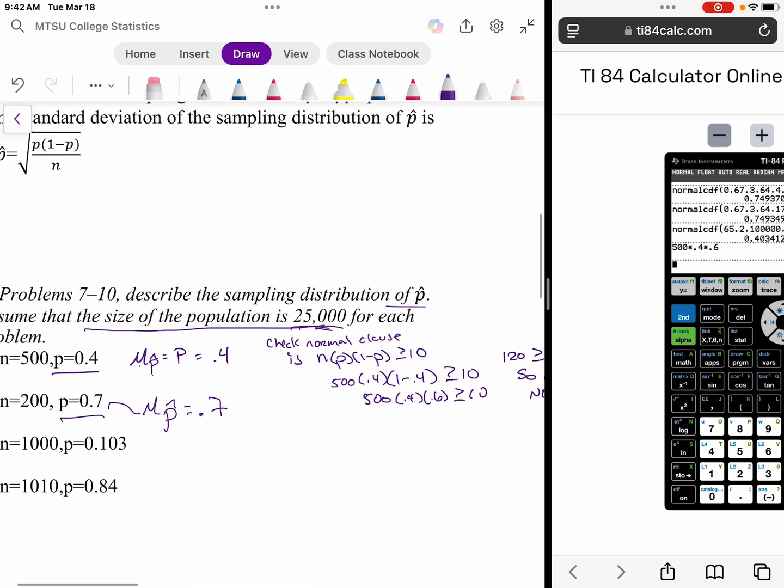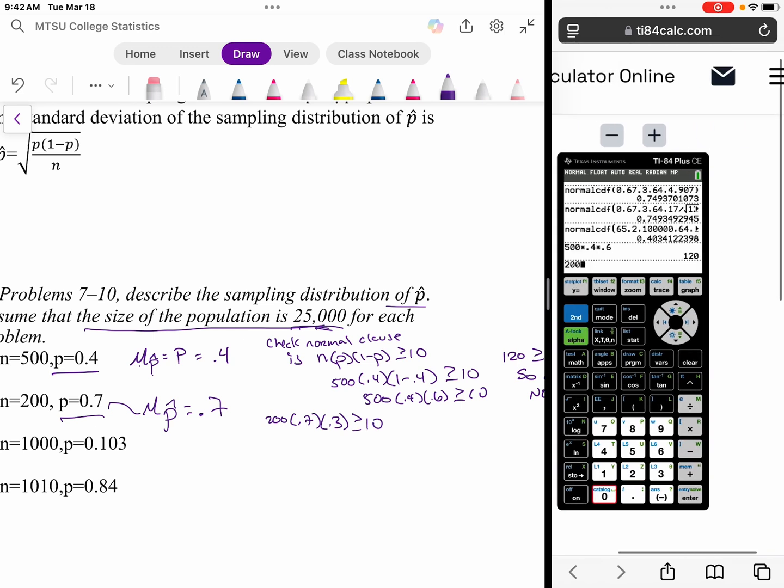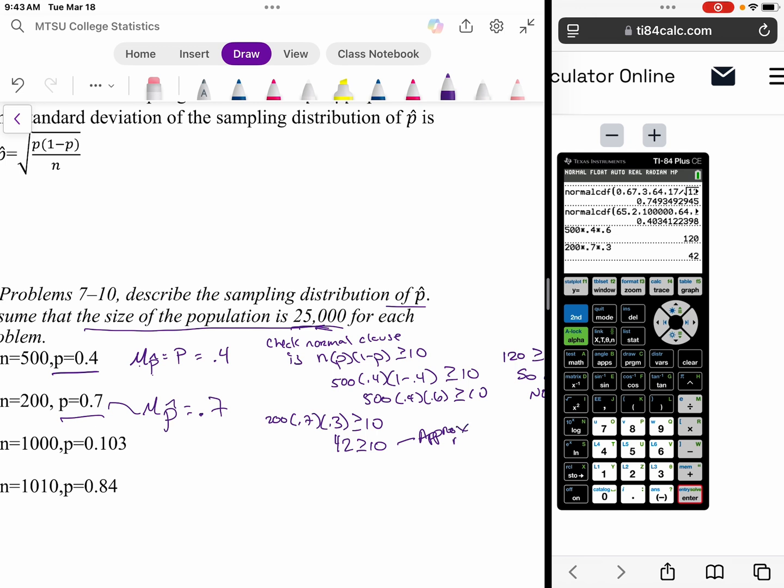So as I zoom in here, 200 times 0.7 times 0.3. Are you greater than or equal to 10? All right, let's see. 200 times 0.7 times 0.3. 42. 42 is greater than or equal to 10, so we can say approximately normal.